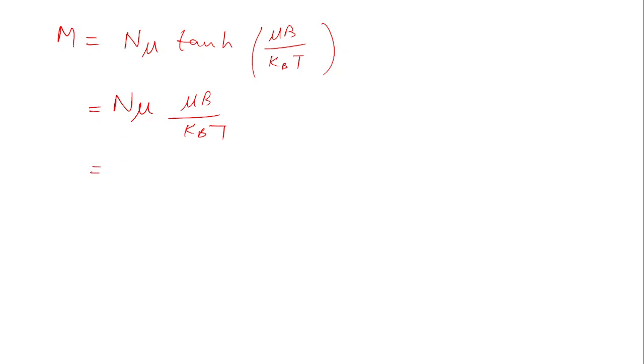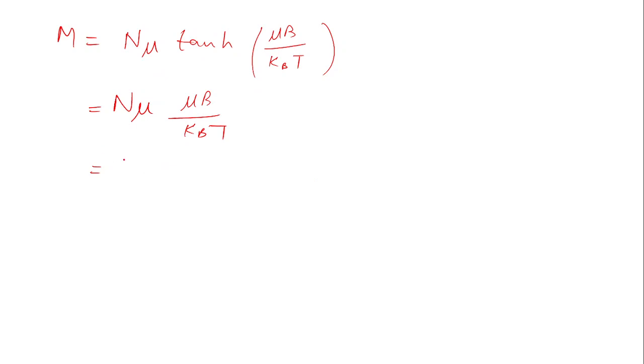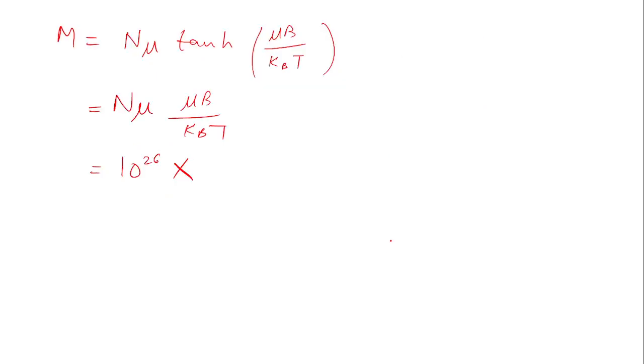And then we'll just put in the formula: paramagnetic salt 10 to the power 26 ions per meter cube. Magnetic moment is 0.1 times Bohr magneton. Bohr magneton value is 9.27 times 10 to the power minus 24. And this is 2 squared. And magnetic field is 1 Tesla.